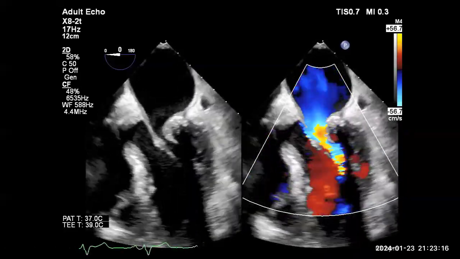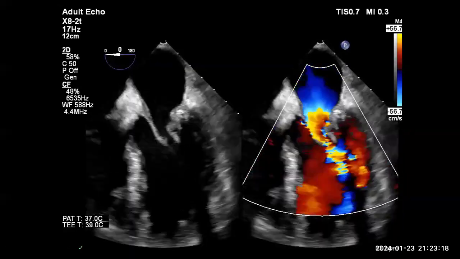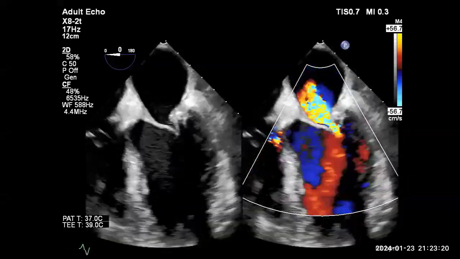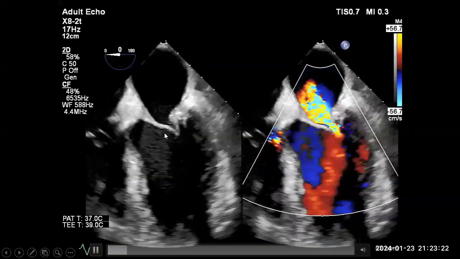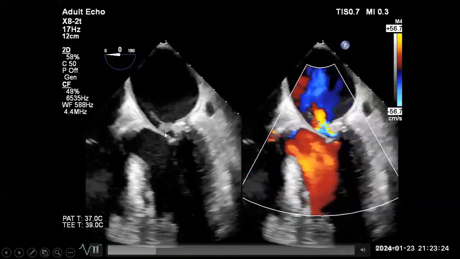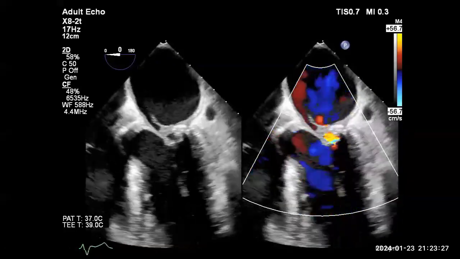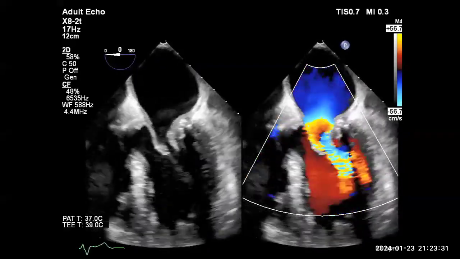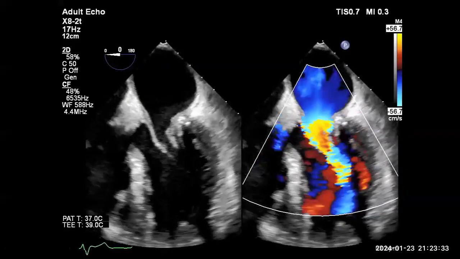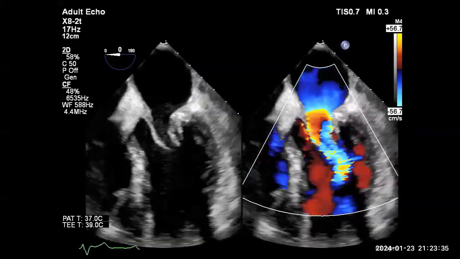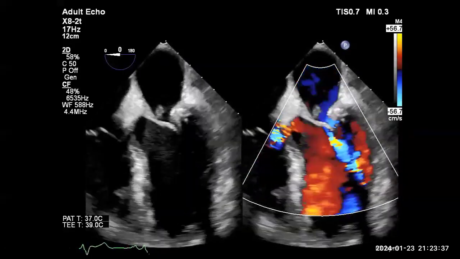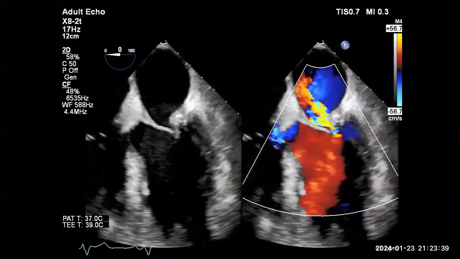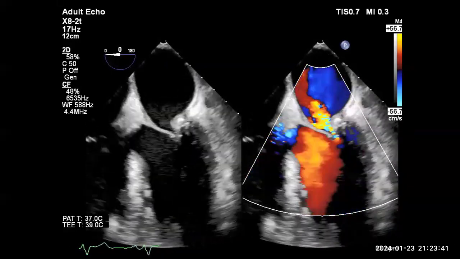Okay? The other thing you mentioned, this is the most important in this view. What is this? You can appreciate that there is a mass. This mass does not have a regular shape. It's echodense, ugly in shape. It's on the LA side, causing destruction of this valve and a significant mitral regurgitation. Am I right?